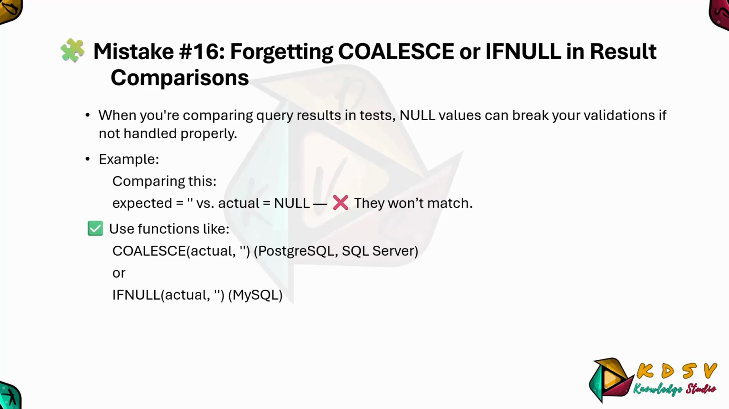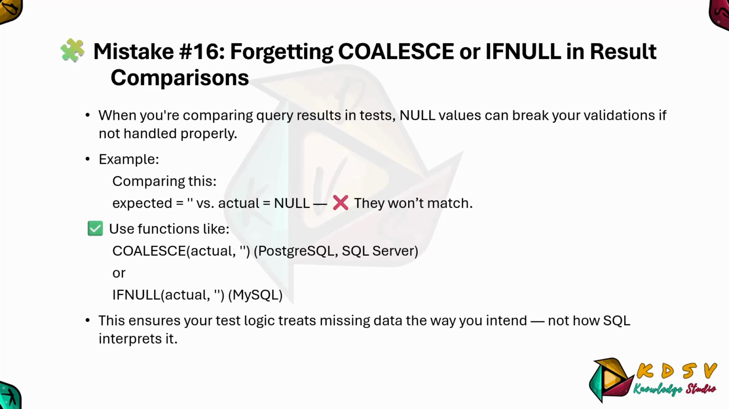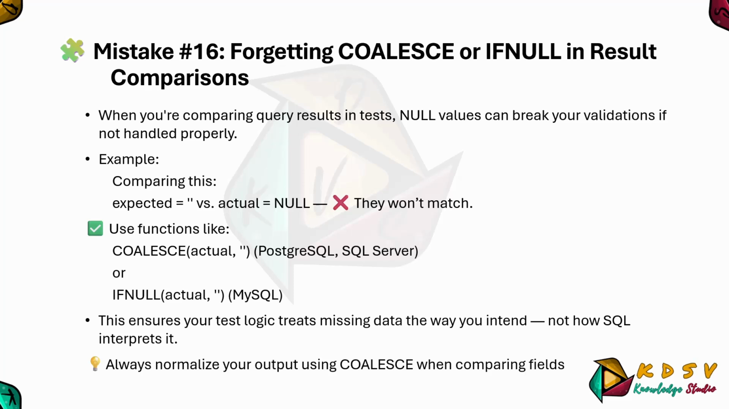You can use this in PostgreSQL or SQL Server, while IFNULL can be used in MySQL. This ensures your test logic treats missing data the way you intend, not how SQL interprets it. Always normalize your output using COALESCE when you're comparing fields.